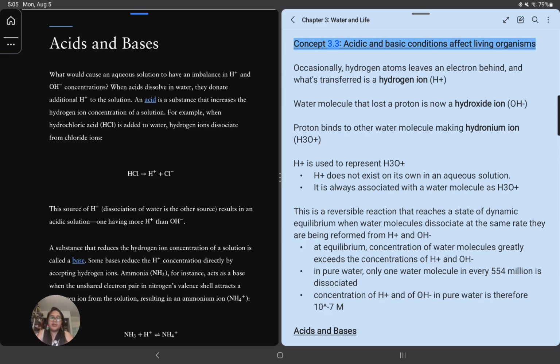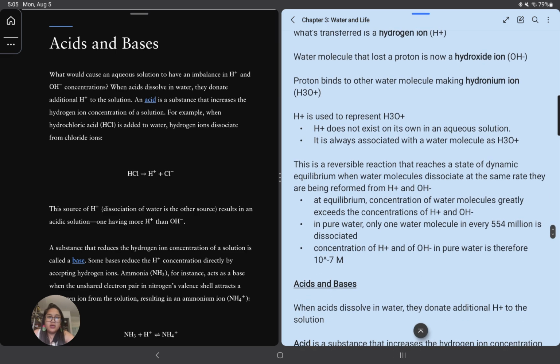So, I explained a little bit of what they wrote here. I wrote: occasionally a hydrogen atom leaves an electron behind, and what's transferred is a hydrogen ion. The water molecule that lost a proton is now a hydroxide ion. The proton binds to the other water molecule, making a hydronium ion. So hydrogen ion, H+, is used to represent hydronium, H3O+.